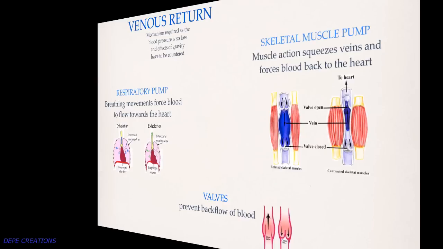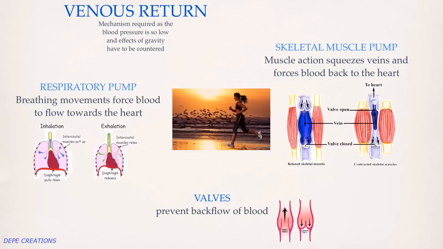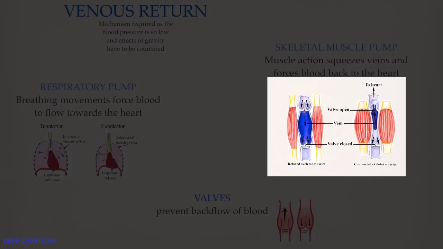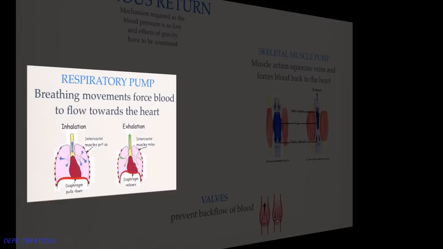A very good way to think about this is the reason why a cool down is more effective when you go for a light jog after a period of intense exercise: your muscles are contracting and aiding the flow of blood back up to the heart, and that contraction is squeezing the veins all the time. The second part is the respiratory pump, the breathing movements that force the blood to flow towards the heart.